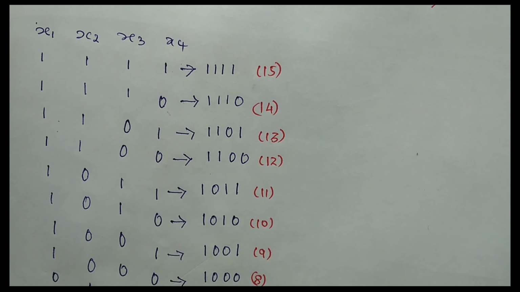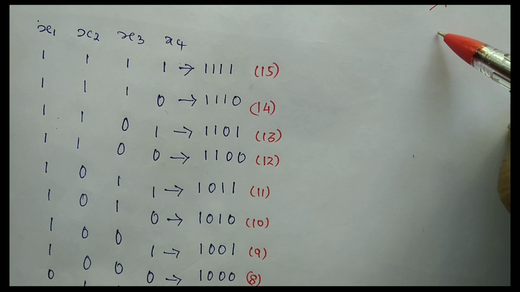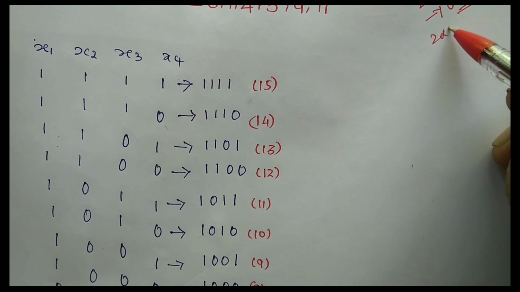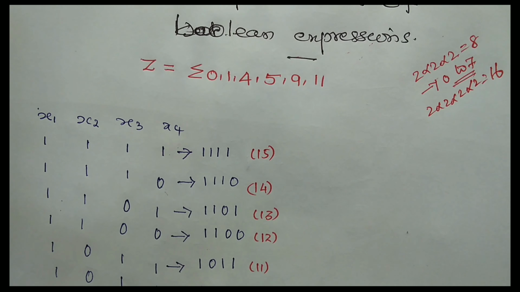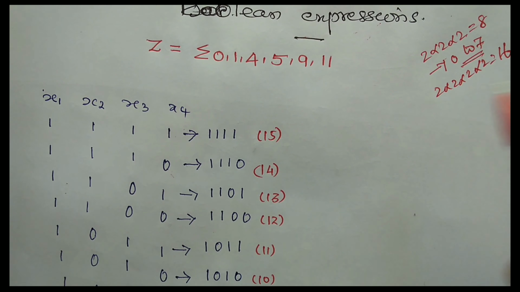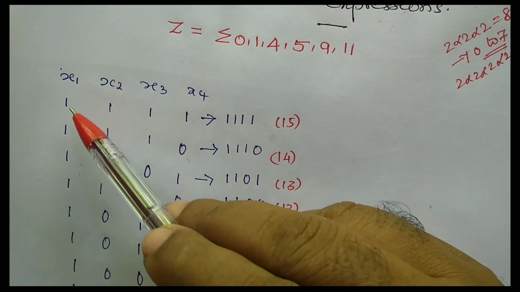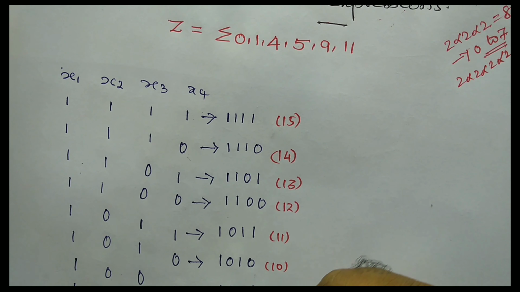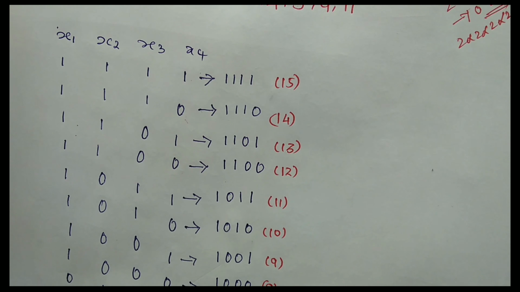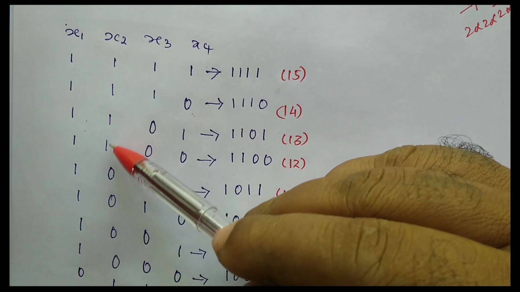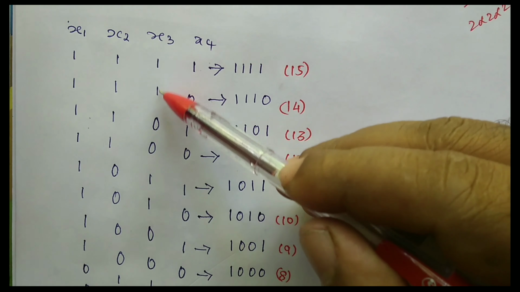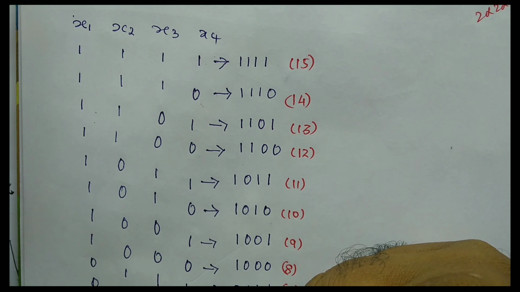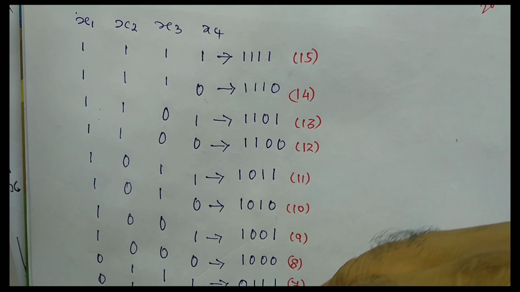For 4 variables, total 16. That is 2 into 2 into 2 into 2, that is 16. Starting from 0, we can get 15 values. For 4 variables, we take first x1, which takes 8 ones and 8 zeros. And x2, first 4 ones, 4 zeros, 4 ones, 4 zeros. Then alternative, double 1, double 0, double 1, double 0, total 16. Then alternative 1 and 0, that also total 16.